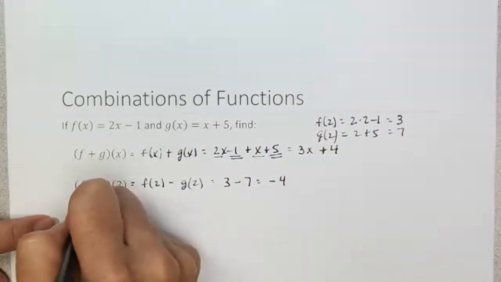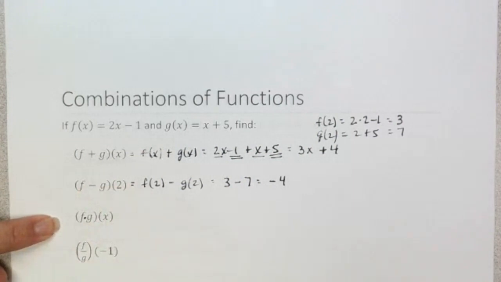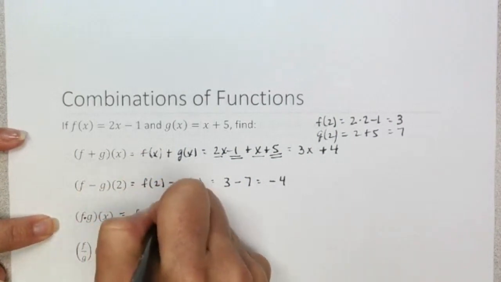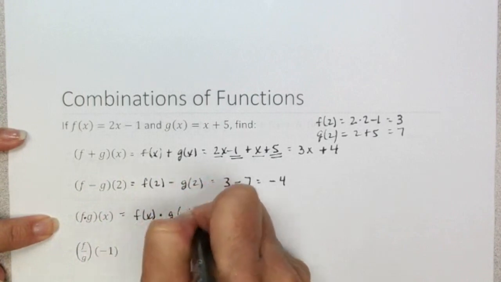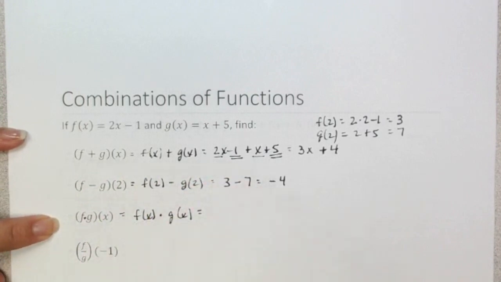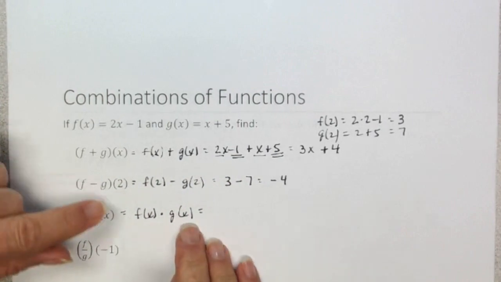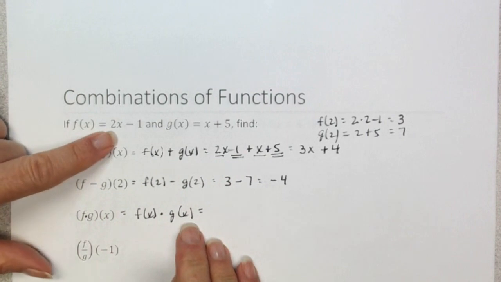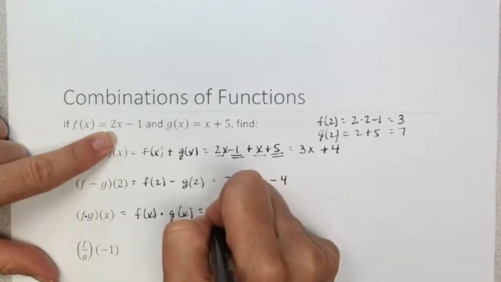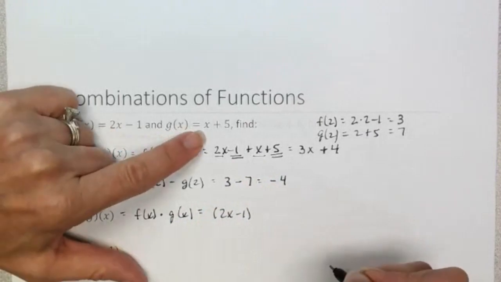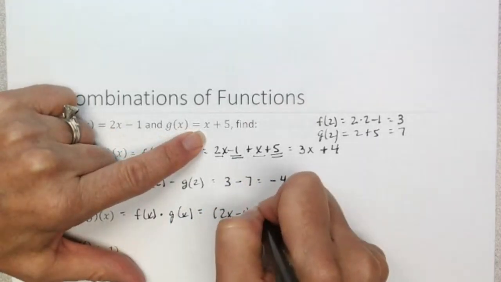Okay, this third example here is asking us to find f times g of x, or f of x times g of x. Here we want to multiply the function f with the function g, right? And we want to find the general expression for any value of x. So f of x is defined as 2x minus 1. We want to multiply that with g of x, which is defined as x plus 5.